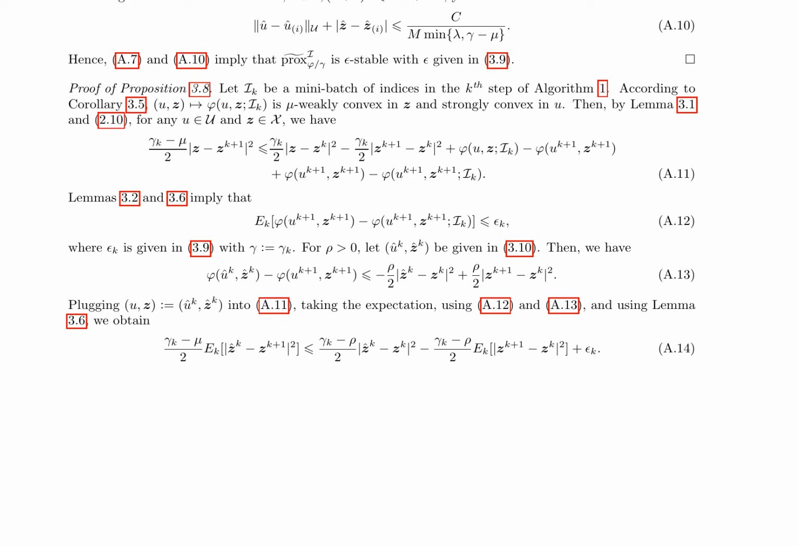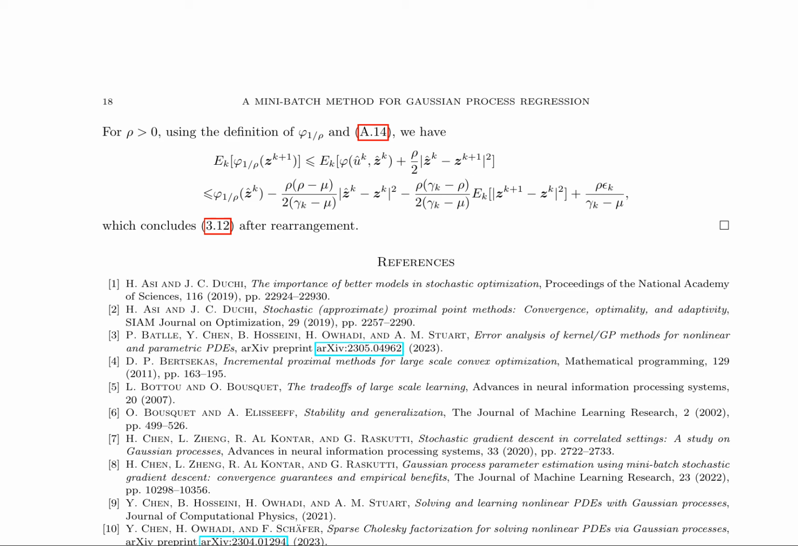Subsequently, equation A.13 is used to analyze the convergence of the iterates, and by plugging in the iterates U_k, Z_{i_k} from equation 3.10, the expected difference in the objective function values is bounded in equation A.14. This bound is essential in demonstrating the convergence of the mini-batch method. The authors conclude the proof of inequality 3.12 by using the definition of phi_1 rho in equation A.14.